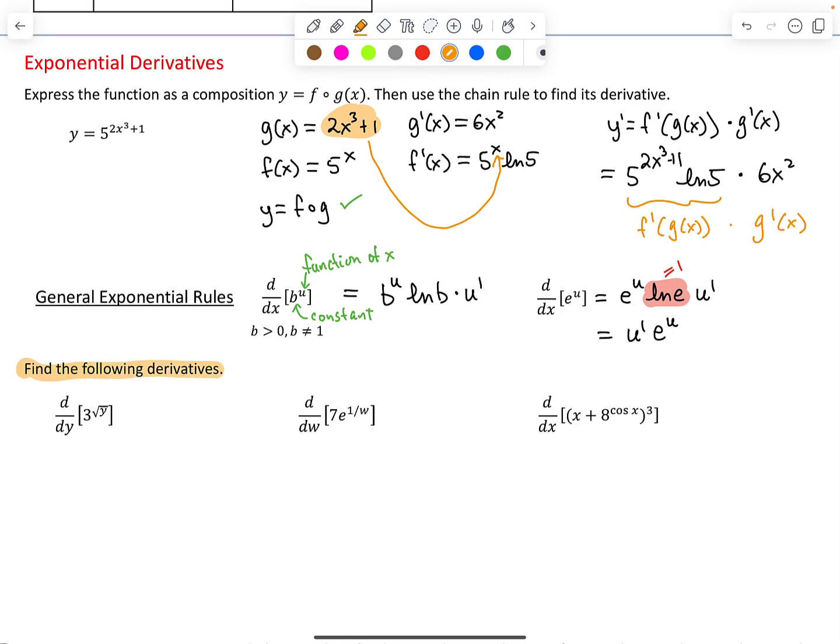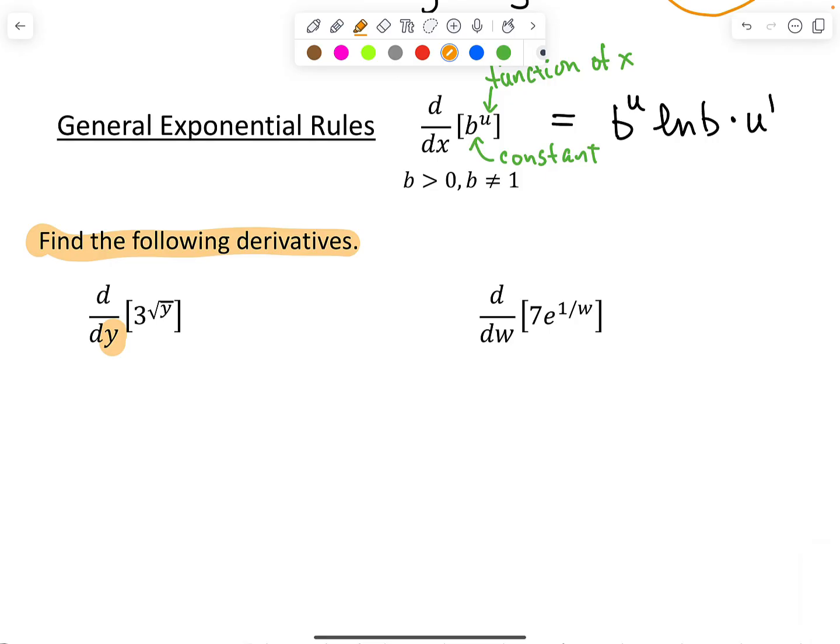Okay, find the following derivatives. The derivative with respect to y: this is a constant raised to a function. This is an exponential for which we need to use the generalized exponential rule. If you think of this function square root of y as u, then our rule would say that we need to repeat 3 to the u again. We'll need a natural log of the base, and we'll need a u prime. It doesn't really matter the order in which you write these. I'll put the u prime first.